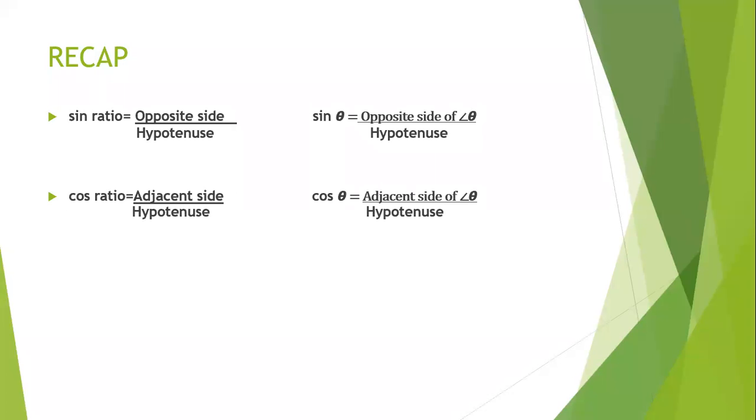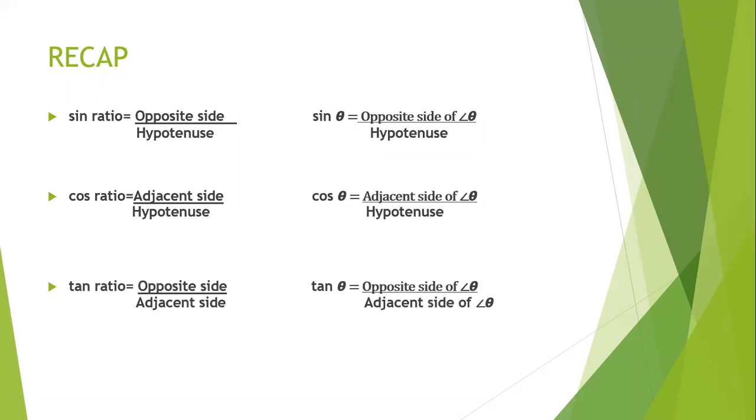Cos ratio is equal to adjacent side upon hypotenuse. Cos theta is equal to adjacent side of angle theta upon hypotenuse. And the last one is tan ratio, equal to opposite side upon adjacent side. Tan theta equals opposite side of angle theta upon adjacent side of angle theta.